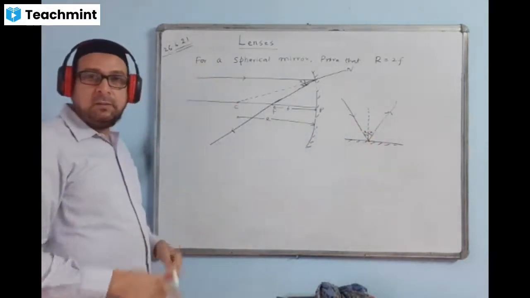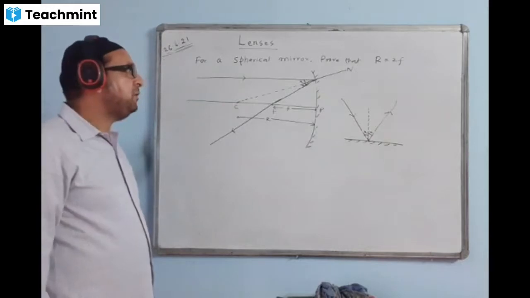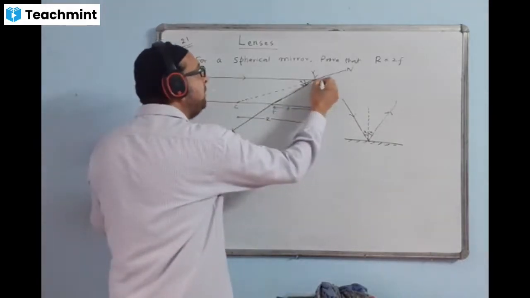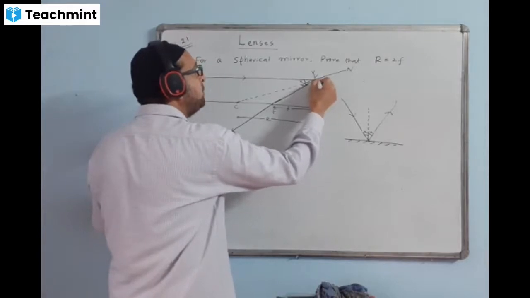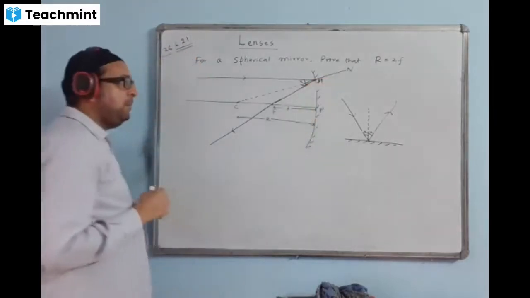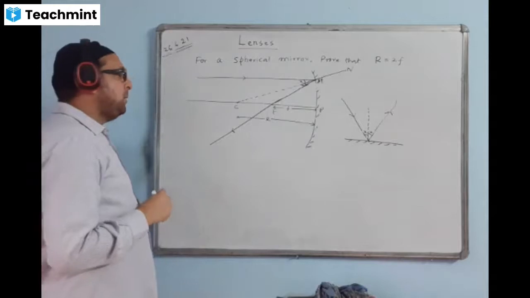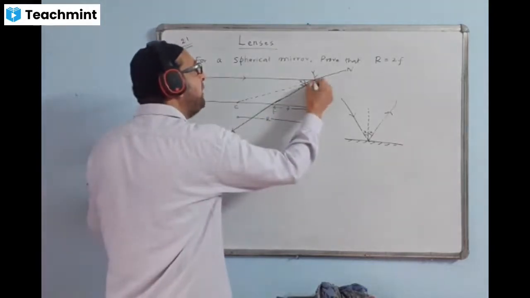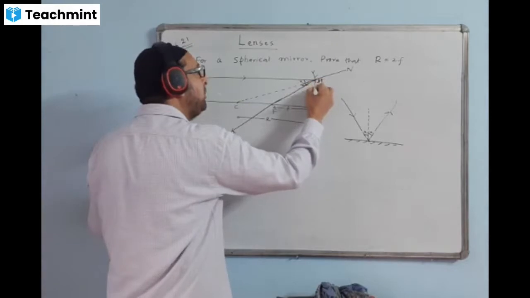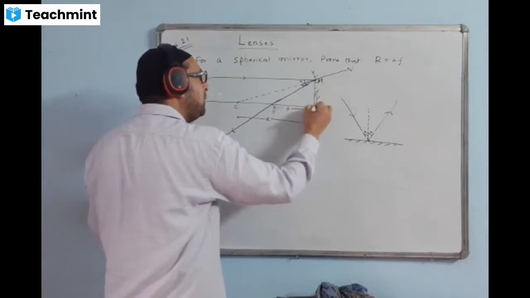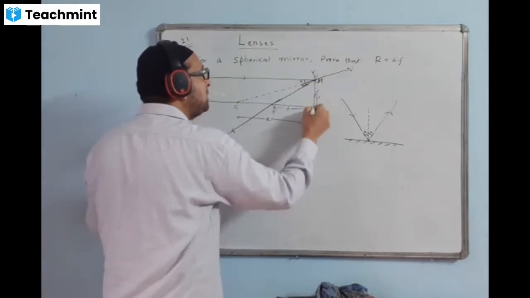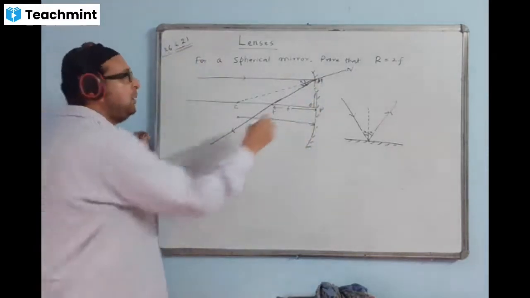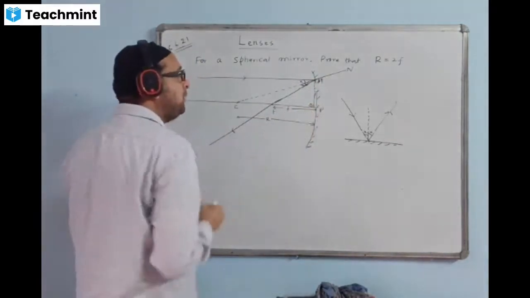This is from the law of reflection. Now I'll give the name of this point as M. This point name is M. Now from M, if I draw a perpendicular like this, let us give the name O here. O is the perpendicular dropped.